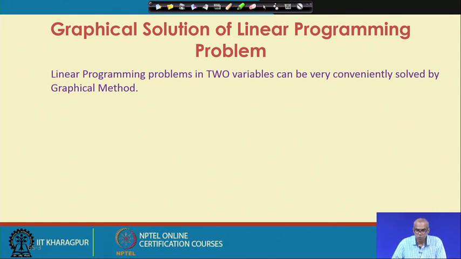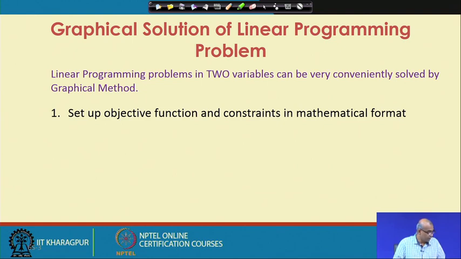So, linear programming problems in two variables can be very conveniently solved by graphical method, and following are the steps to solve a linear programming problem using graphical method. First, set up objective function and constants in mathematical format, that means formulate the linear programming problem, and we know how to do that. The objective function will be a linear equation in decision variables and all the constants will be equality or inequality type, again in decision variables.